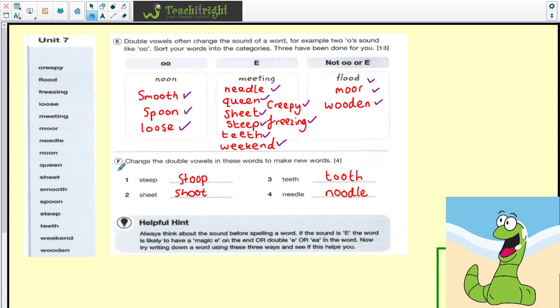In this particular section, change the double vowels in these words to make new words. So we've got steep becomes stoop, as in to stoop down, sheet and shoot, teeth and tooth, and needle and noodle. So again, well done if you got all of those right, not only in the right columns, but also you got the right words here. So again, you can put your marks out of 4 there. This was actually out of 13, so if you got all the words in the right place, you would reward yourself 13 marks.